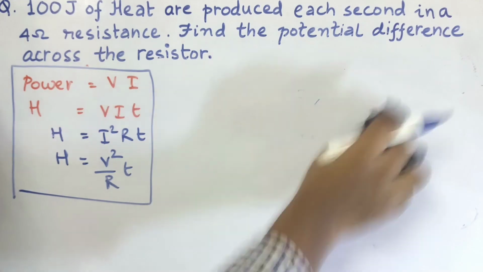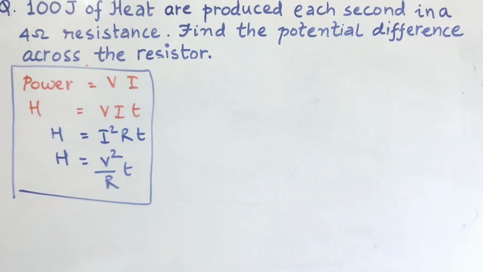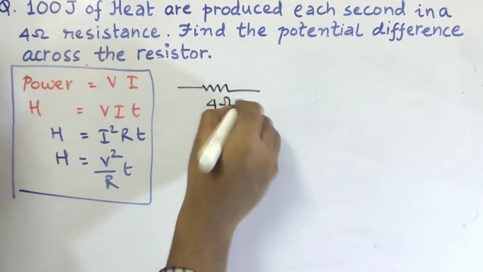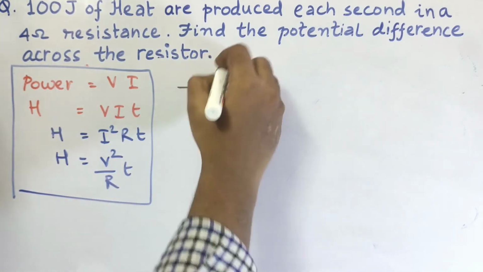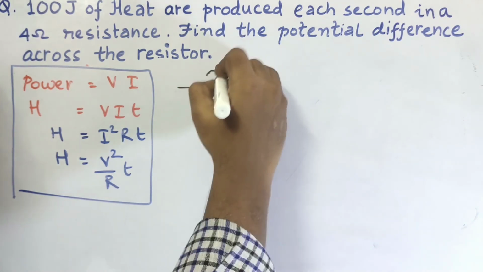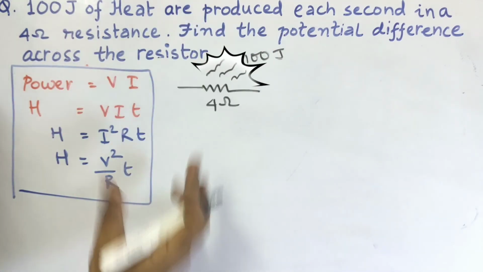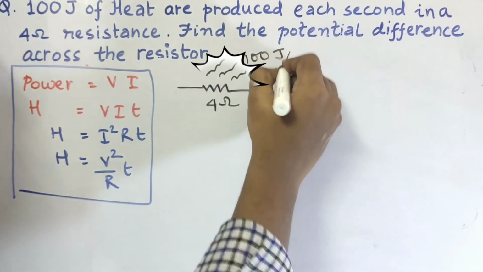So now time has come that we will do the question. Let me read the question first. 100 joules of heat are produced each second in a 4 ohm resistance. Find the potential difference across the resistor. Let me draw the resistor. So this is our resistor of resistance 4 ohms, connected in some circuit. How much heat is getting out? 100 joules of heat is coming out of this resistor in the form of heat every second.